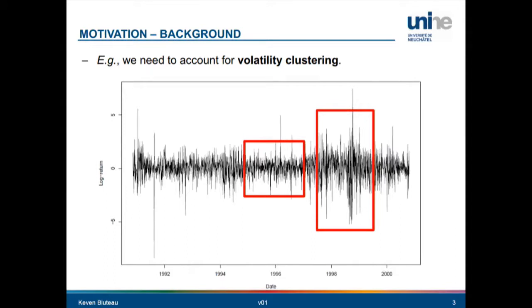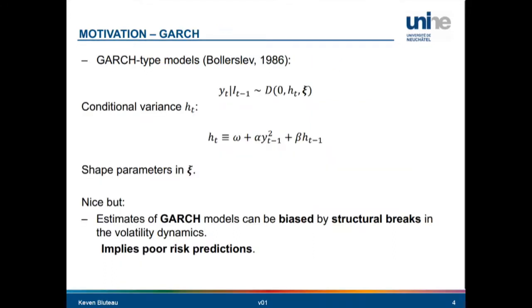So some people have developed a model that captures this kind of feature, such as the GARCH type model. You have Y_t, which is distributed with zero mean, some volatility variance h_t, and some shape parameters xi. The model is pretty simple. You have an omega, and it's a function of the past return squared and the past variance.